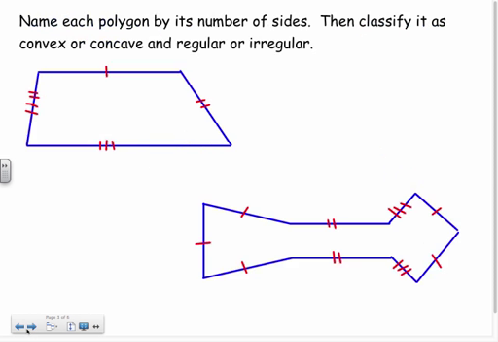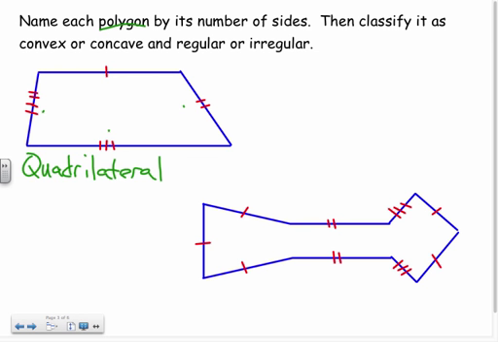So first thing, we're going to get a polygon, and we're going to name it by its number of sides. You might have to glance at page 57 just to refresh your memory on some of our names. Then we're going to classify it as convex or concave, and regular or irregular. Let's start with the first part, name the polygon. I've got 1, 2, 3, 4 sides. A four-sided polygon is a quadrilateral. That's our general term for it. Then it breaks off into rectangles and trapezoids and things like that. But it's a quadrilateral.